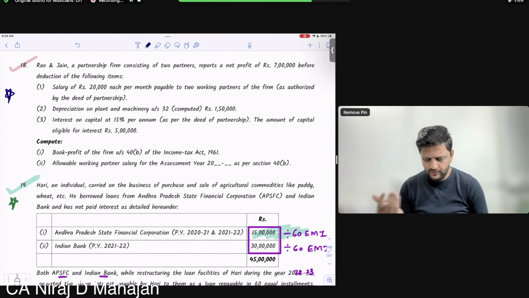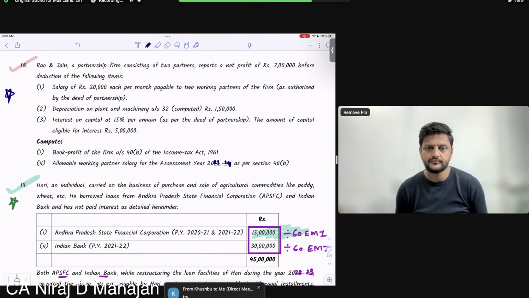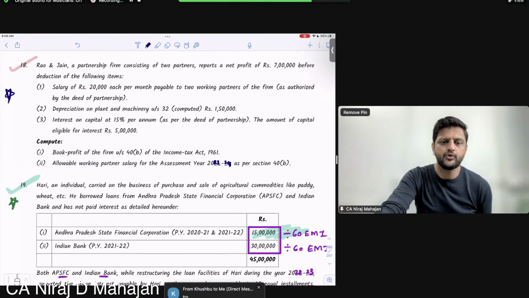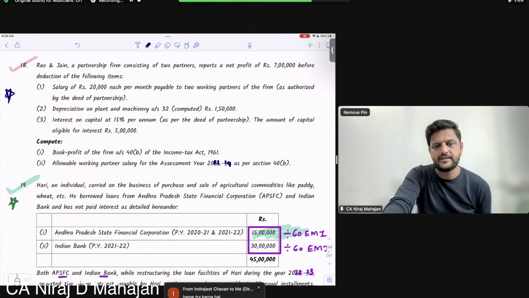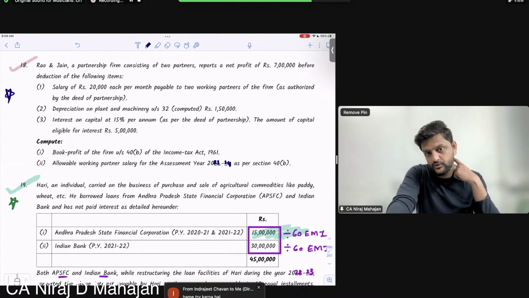Under section 40B for AY 23-24. Try this, if you want. Do you want to try or should we do it together? Take a try. I'll give you 2 minutes, but do it in pencil. Don't spoil your notebook. Pen drive students also do it.